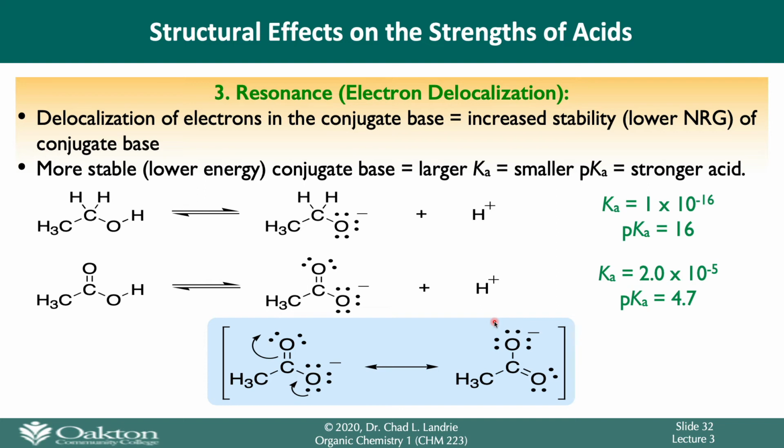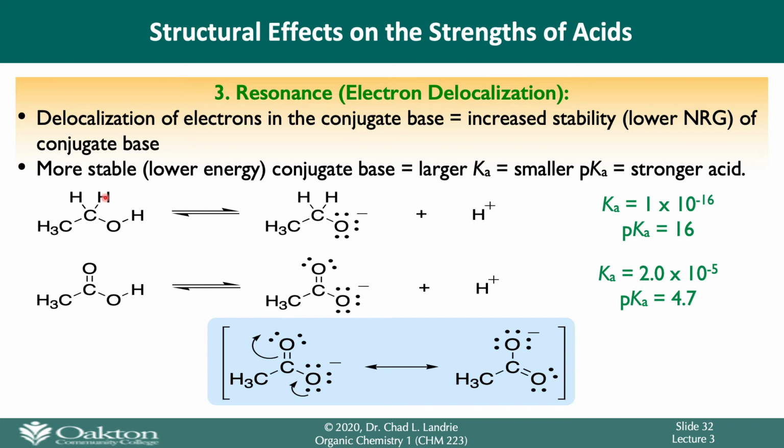Ethanol has 2 carbon atoms. Acetic acid has 2 carbon atoms. Both have an oxygen-hydrogen bond. That's the bond that's going to dissociate in our acid-base reaction. The only difference is acetic acid also has this carbon-oxygen double bond instead of 2 single bonds to hydrogen. Let's see how that has an effect on the conjugate base.